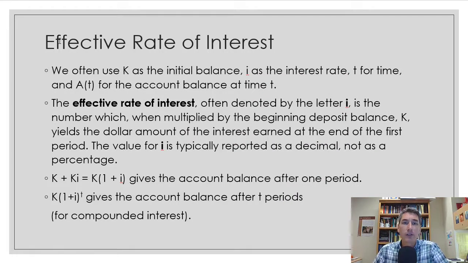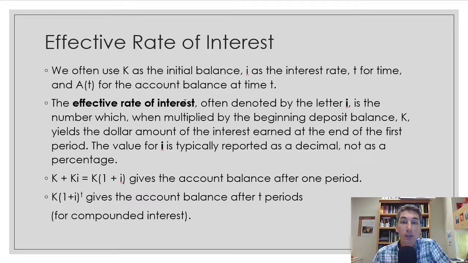And then the last one is the effective rate of interest. So for notation, we usually use K as the initial balance, I as the interest rate, and that would be as a decimal. So if it was 2% interest, I would in that case be 0.02. T is time, and then A of T is the account balance at time T.